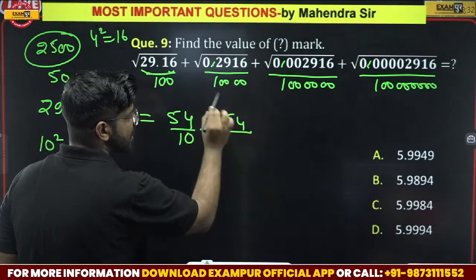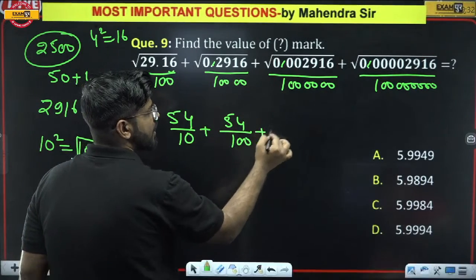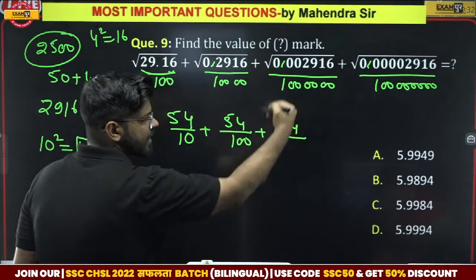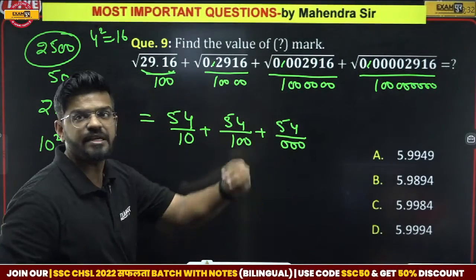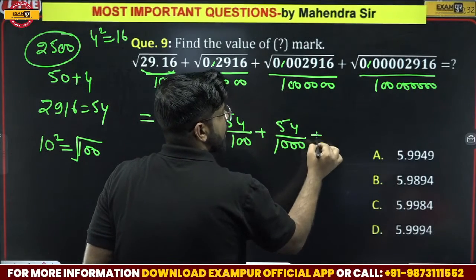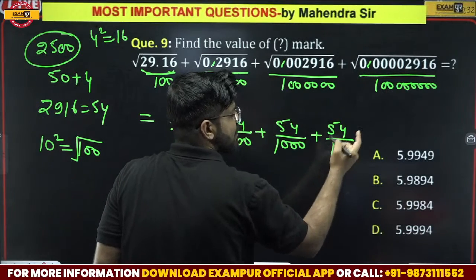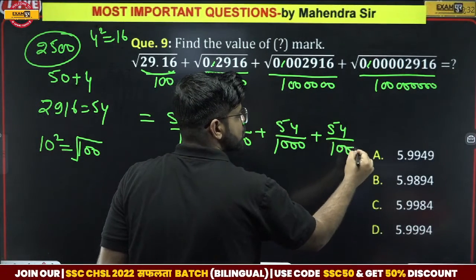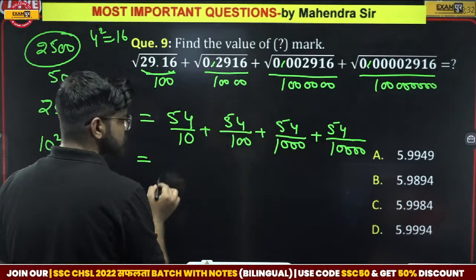We have 4 zeros now, so we will get half of that, 2 zeros. Again for 54, we have 6 zeros, so we will get 3 zeros. And again we have here 8 zeros. That means 54, half of 8 is nothing but 4. So 4 zeros we will get here. Now just add it all.